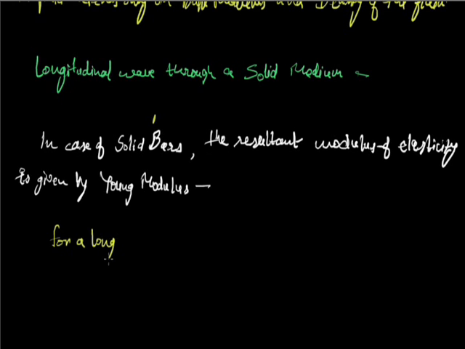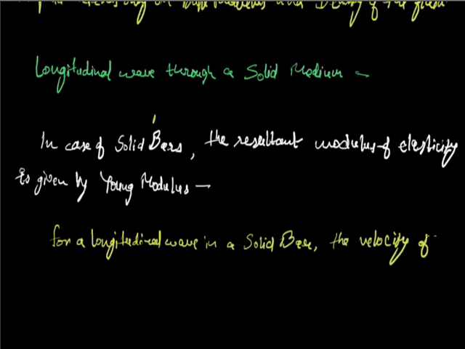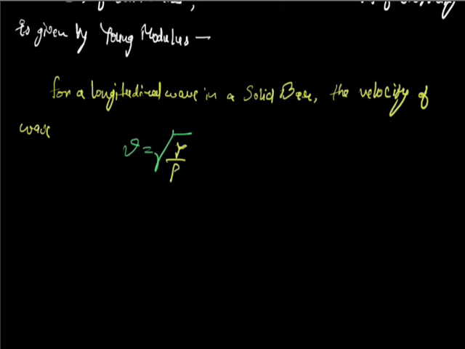For a longitudinal wave in a solid bar, the velocity of wave will be given by V equals to square root of Young modulus divided by the density of solid bar. Here we can mention that Y is the Young modulus and the rho here is the density of solid bar.